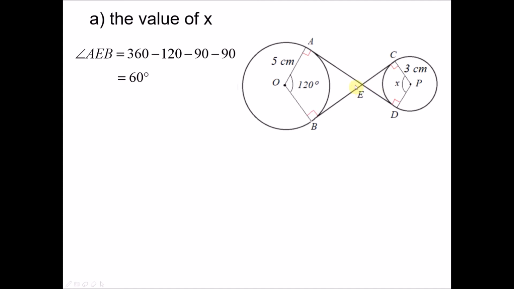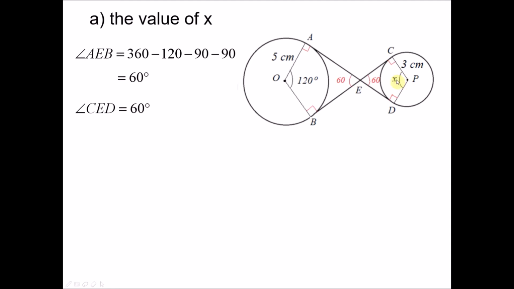So this angle 60 means this angle is also 60 degrees. We can also find x, where we take 360 minus 90 minus 60 minus 90, you get x. So x equals to this, and you get 120. So you will find that x here actually has the same value as 120 over here.